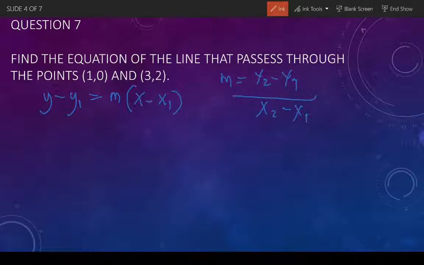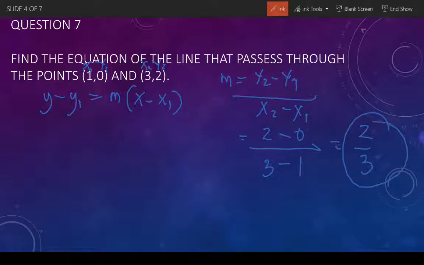So we have x sub 1, we have x sub 2, and then we have y sub 1, and then we have y sub 2. We're just going to plug in all the values of x and y. So we have y sub 2 is 2 minus y sub 1 is 0 over x sub 2 is equal to 3 minus x sub 1 is 1. So we will have 2/3. So our slope is 2/3.